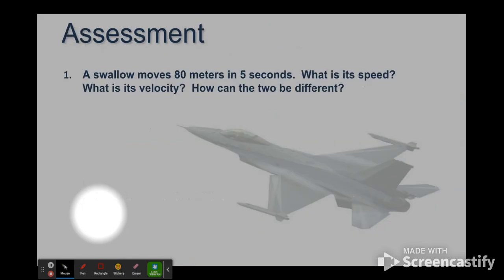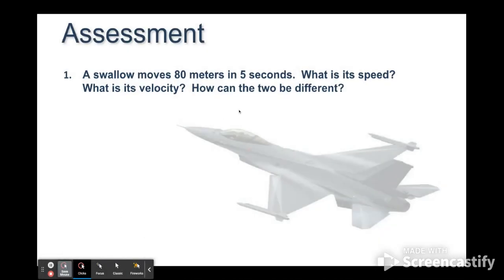Okay, so we are to the assessment. I gotta get off the focus. Sorry about that. There it is. All right, so go ahead and pause. Get this down on your notes. Pause and give it a chance, give it a solve.